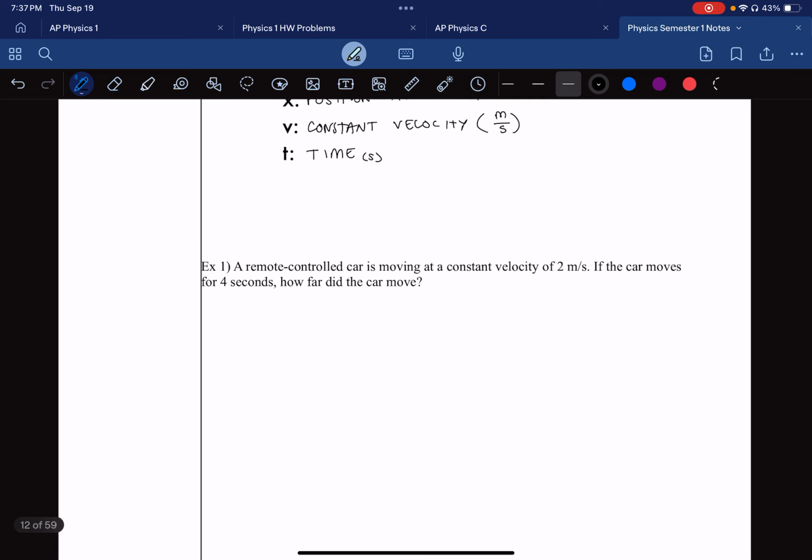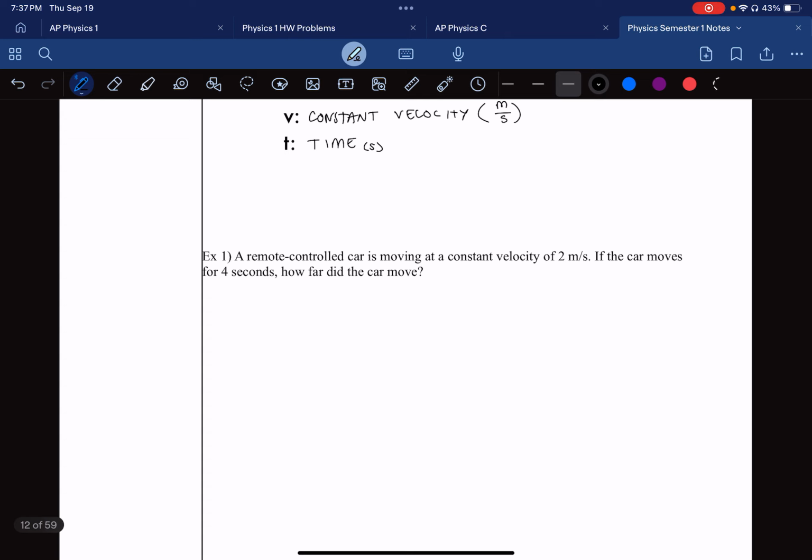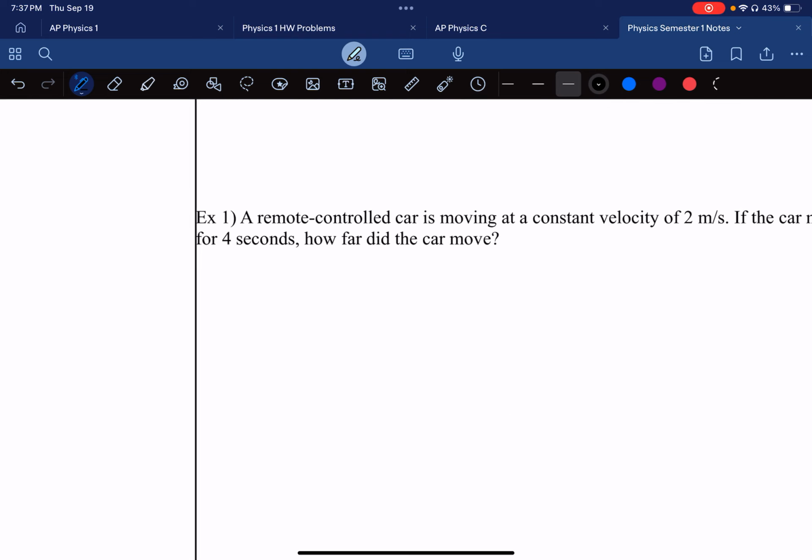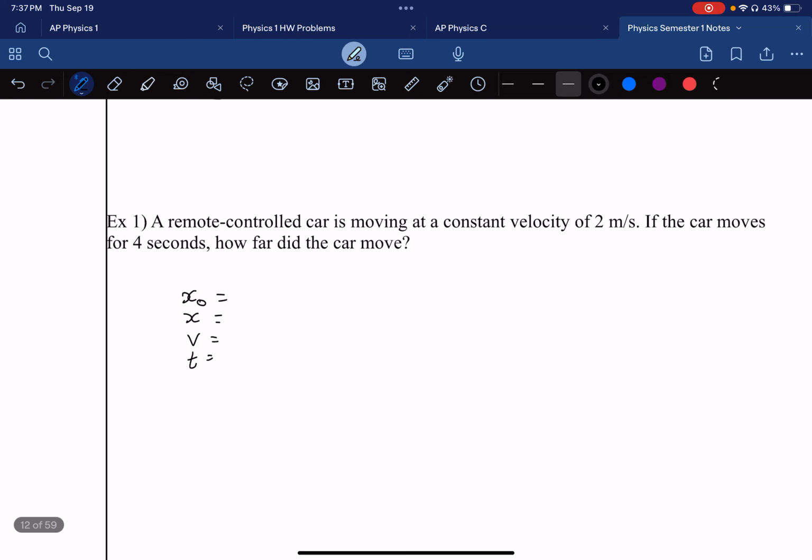Let's go down and do an example. Whenever we do this type of problem, we always want to start with this exact list that we have. We're just going to write that down. And instead of putting descriptions of those, we're going to put numbers. So make a list and write equals. We'll read the problem now. A remote-controlled car is moving at a constant velocity of 2 meters per second. If the car is moving for 4 seconds, how far did the car move?